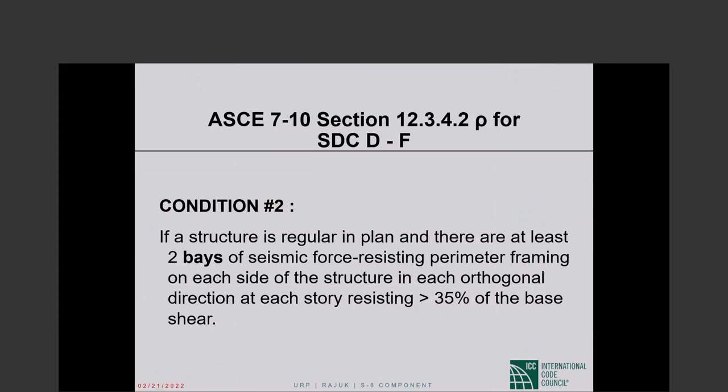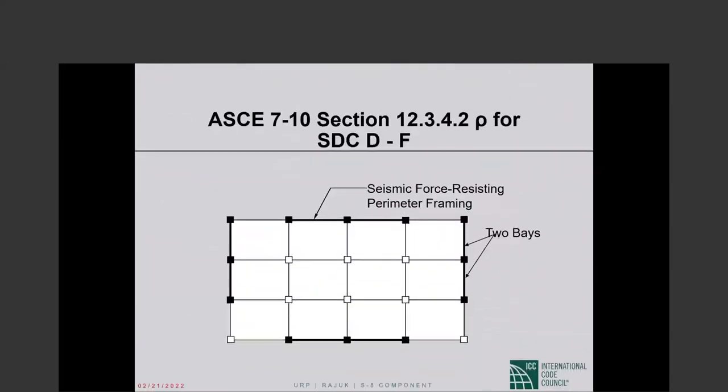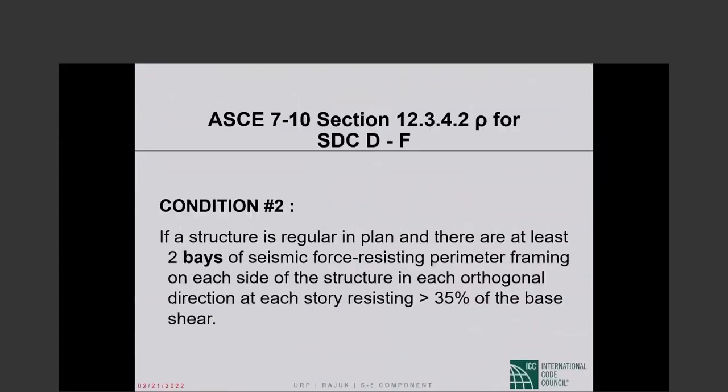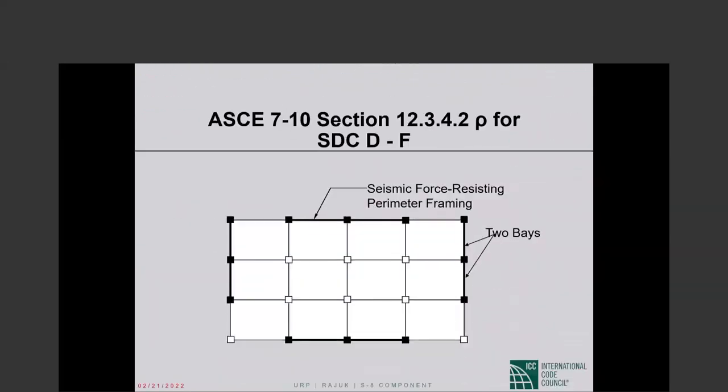Condition number 2: the structure has to be regular in plan, and there are at least 2 bays of seismic force resisting perimeter framing on each side of the structure in each orthogonal direction at each story resisting more than 35% of the base shear. Too many "each"s in this sentence, making it very difficult to understand. So I have a picture. First of all, the first part was structure regular in plan. So there are no plan irregularities. That's what it means. You have 2 bays of seismic force resisting perimeter framing.